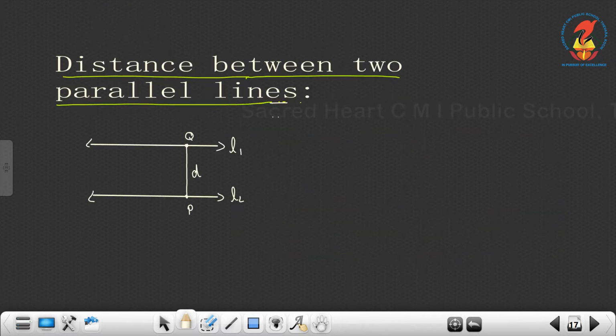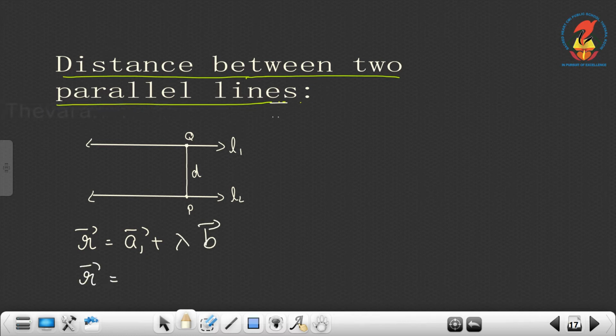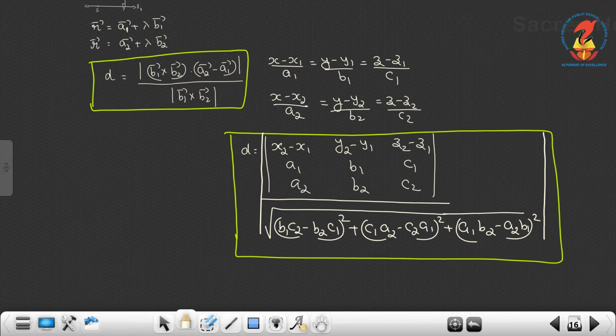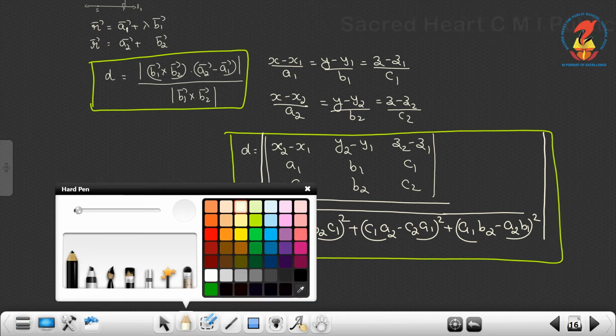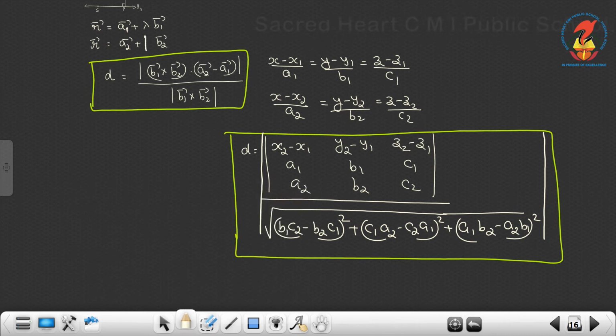Now the next is the distance between two parallel lines. So L1 and L2 are two parallel lines. D is the perpendicular distance. Then how to find D? So write the vector form of the lines: vector r is equal to vector a1 plus lambda vector b. The second line is vector a2 plus mu vector b. Instead of lambda for the second line we can write mu, which is another real number.